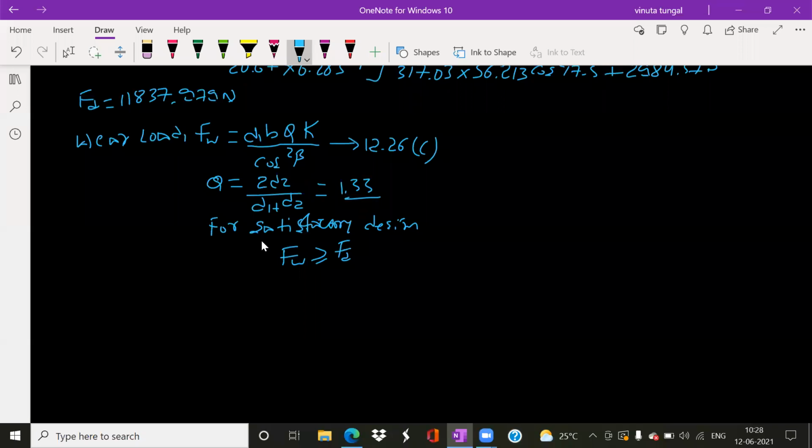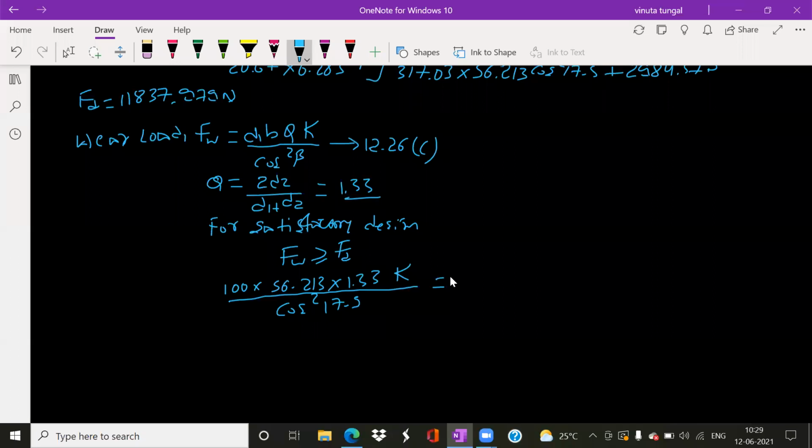And we know that whatever the wear load is, this is the formula. Substitute that. How much is the D1? It is 100 into B, 56.213 into Q. Q is 1.33. K value we have not calculated, write it as K only, because in this you need to calculate the K value, then only will you get the wear load. Divided by cos square beta, 17.5 is equal to FT.